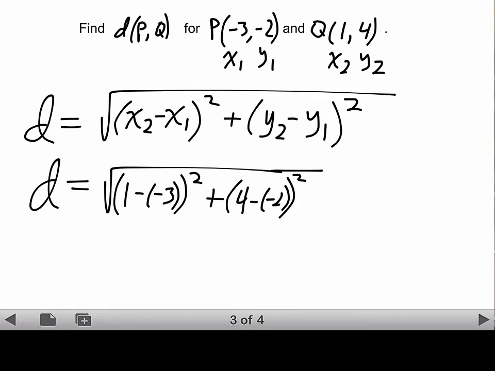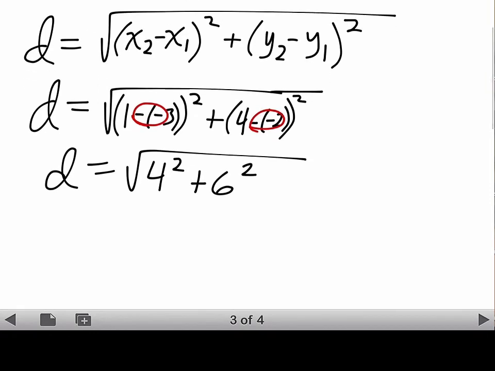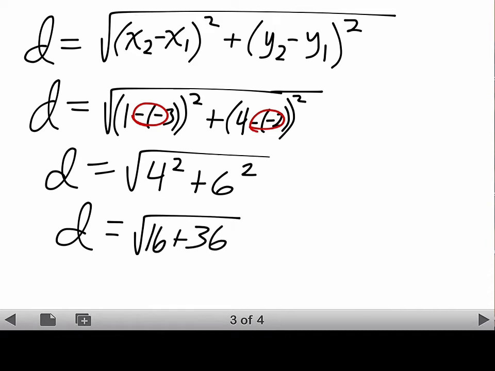Each of those is going to be squared. Let me tidy that up. And so d is equal to, simplifying inside the parentheses first, we have double negatives in each case. And so we have the square root of 4 squared plus 6 squared. Let me tidy that. And that becomes d is equal to the square root of 16 plus 36, which is 52. So d is equal to the square root of 52.